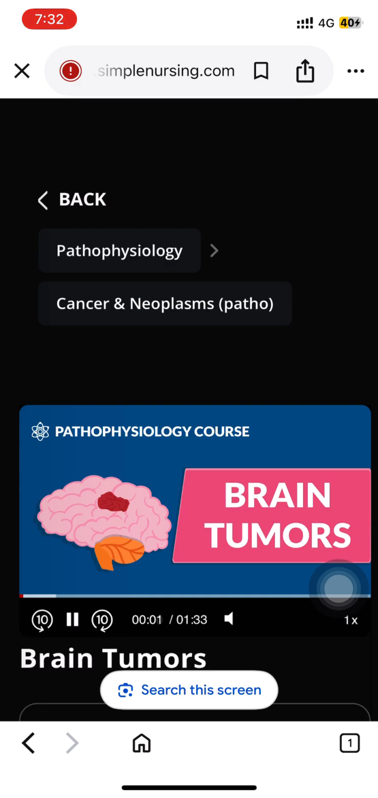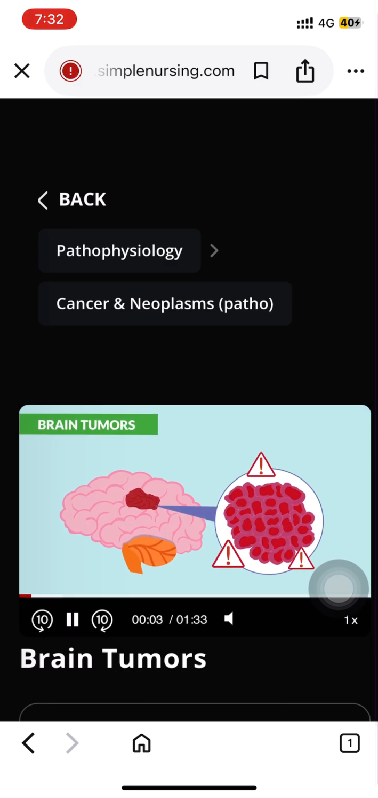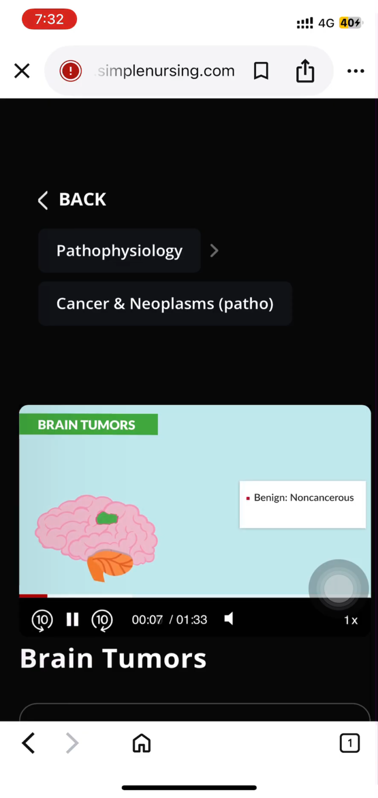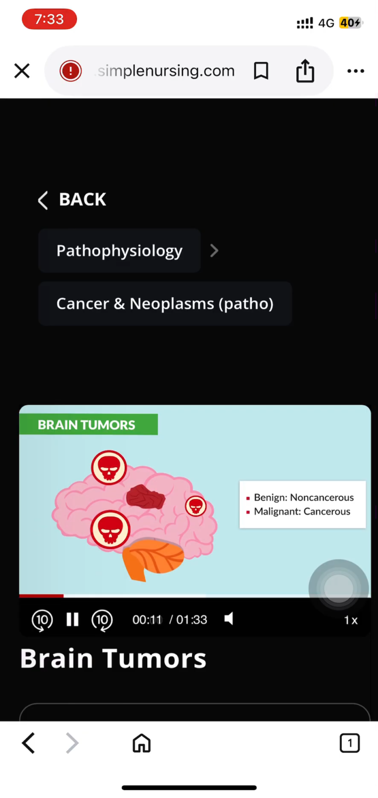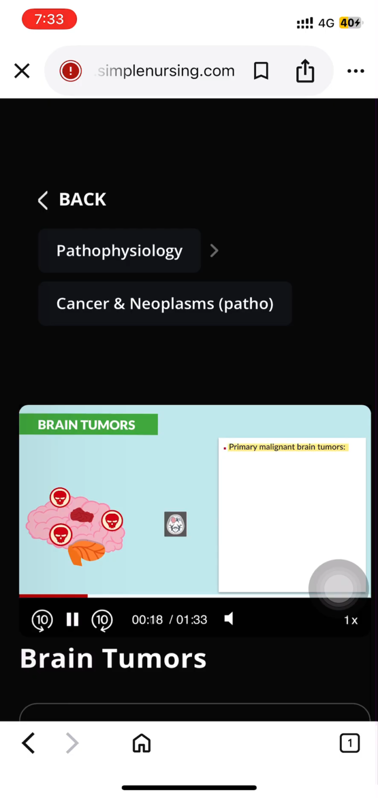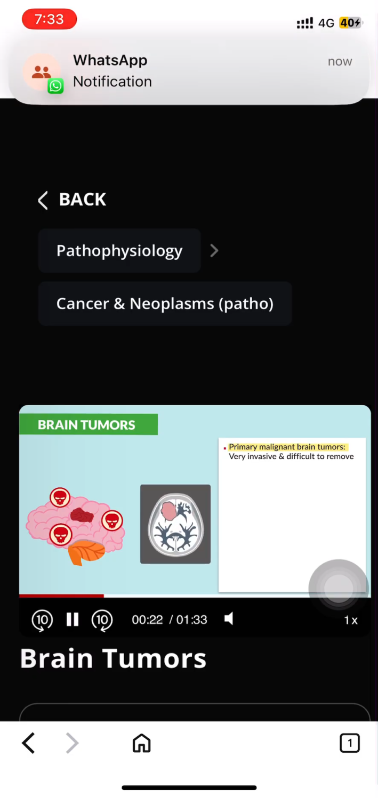Now for brain tumors. A brain tumor is a mass or growth of abnormal cells inside the brain. Some brain tumors are benign, which are non-cancerous, and some brain tumors are malignant, which means cancerous. So you don't want to have the malignant ones. Now for primary malignant brain tumors, it's very invasive and very difficult to remove, often inoperable.